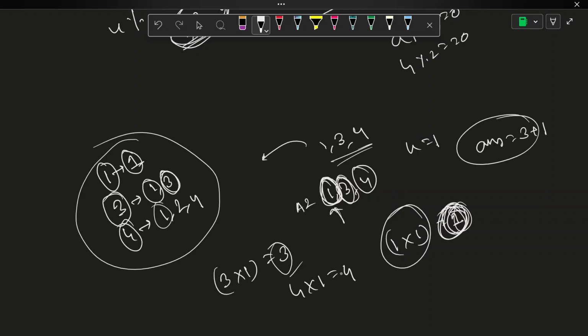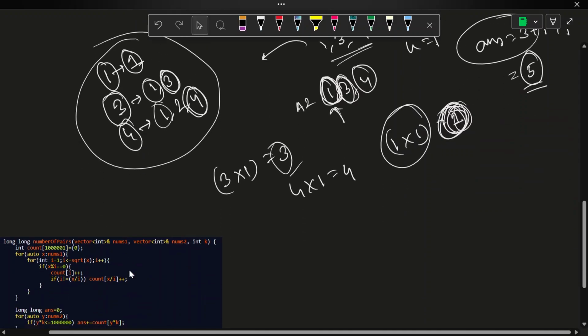Which numbers will be divisible by 4? So I have to find how many numbers have a factor of 4. I will check, okay, only one number has a factor of 4. So this count will be increased by 1, and ultimately the answer will be 5. Got it?